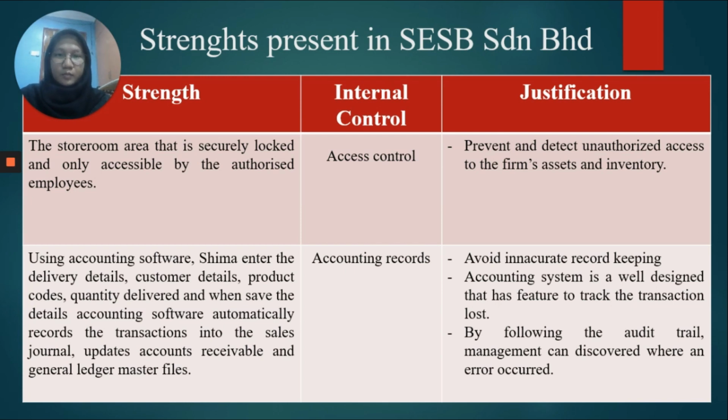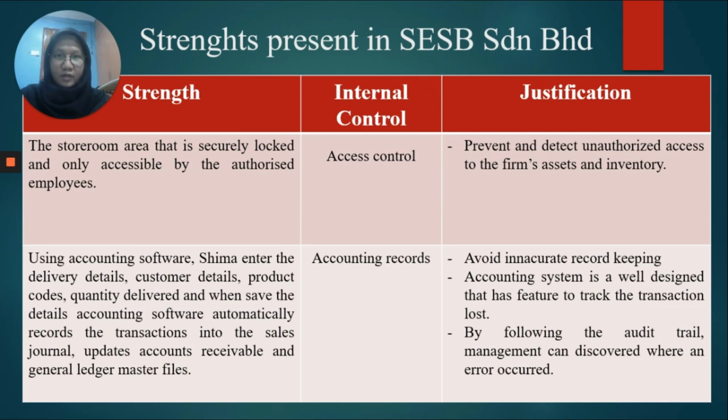275596. Today I will be presenting the strengths and the weaknesses that were present in SCSP Senyum Berhad. First I will be presenting the strengths. As you can see in the question given, we were asked to provide 3 strengths that we can find in the text given. And as you can see in this slide, there were 3 columns: strength, internal control, and justification.